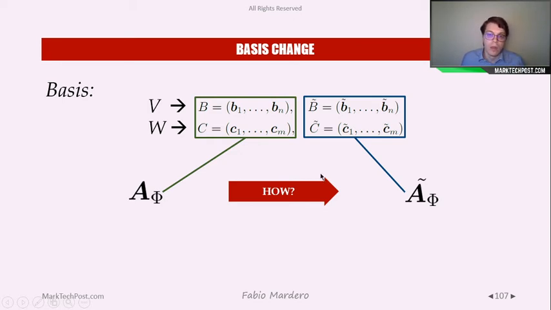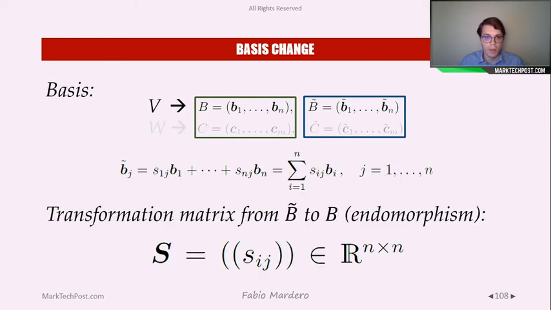Well, we can do so using a change of basis. But let's start by taking a look at the vector space V. Since B is a basis, we can write every one of these vectors as a linear combination of the basis. Okay, that's fine.